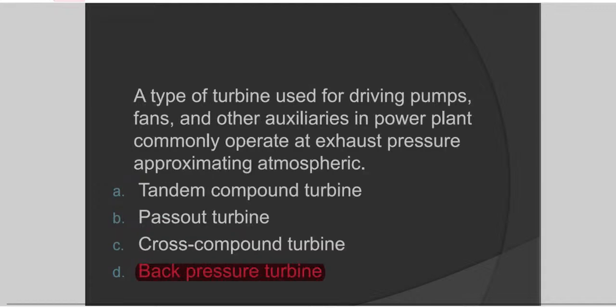A type of turbine used for driving pumps, fans, and other auxiliaries in a power plant, commonly operating at an exhaust pressure approximating atmospheric. A. Tandem compound turbine. B. Pass-out turbine. C. Cross-compound turbine. D. Back-pressure turbine.